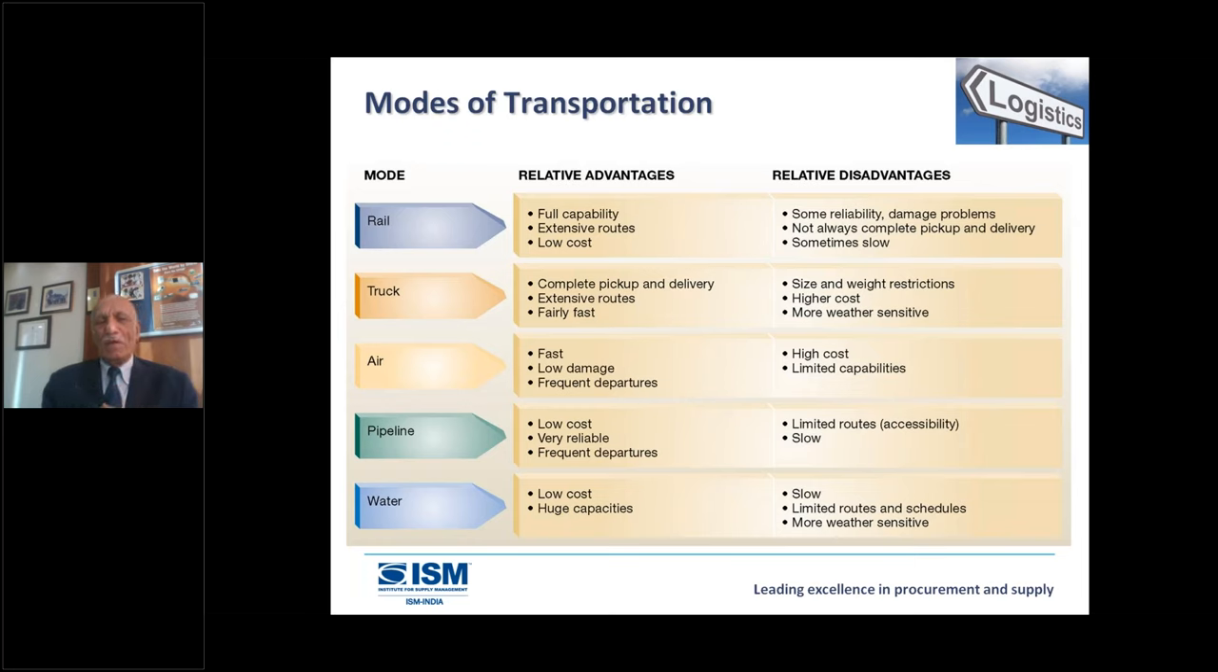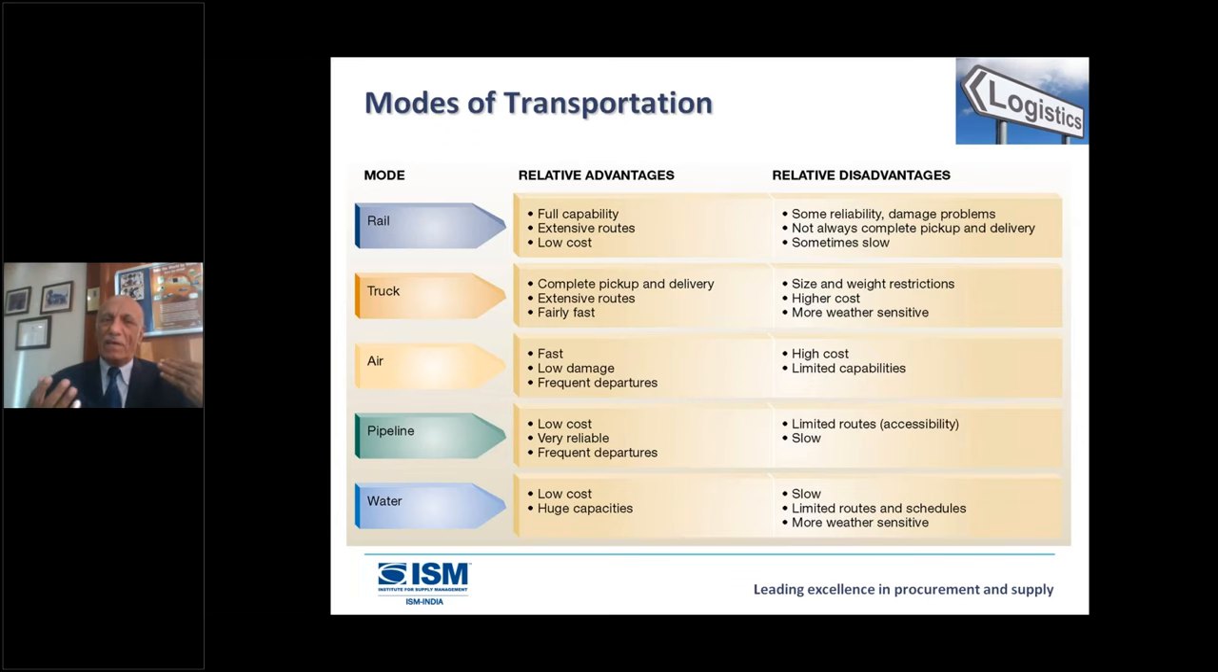Next, if I look at the economical part, pipeline is certainly low cost, but I will use pipeline only in the case of oil, where crude oil is coming from one place to another. It's much easier and very reliable. But rail, truck and air are the costliest, though very fast, with less damage and less packaging cost. The disadvantage is that sending by air is very costly.